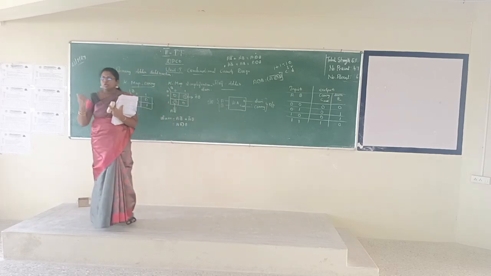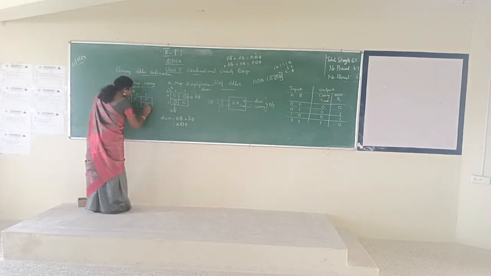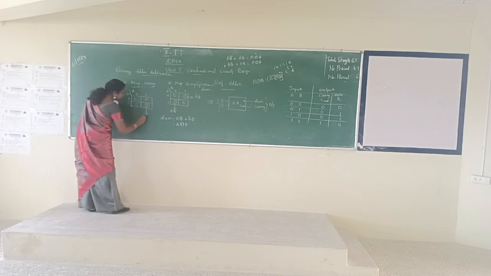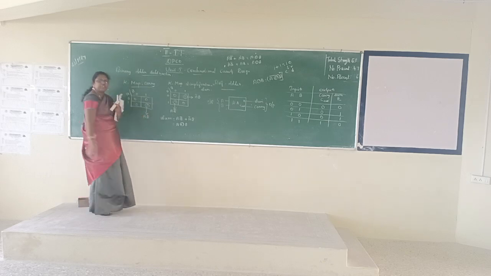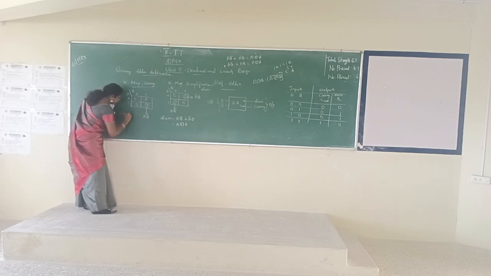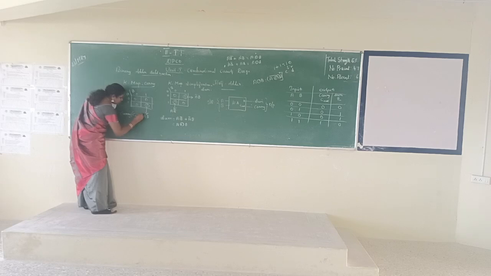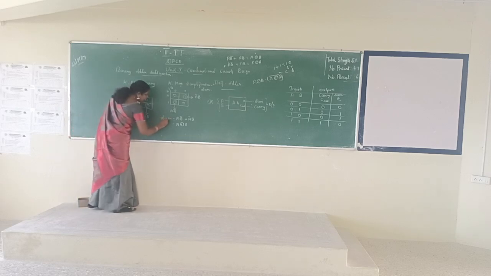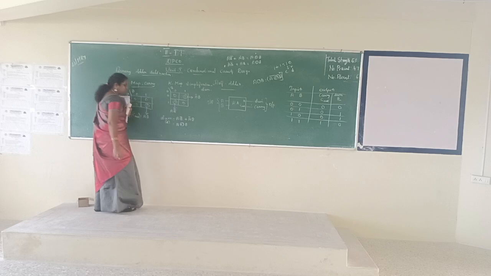Is there any possibility of quad or pair? No. So what is the expression for this? After simplification for carry, write it down: carry. You can also write it as B out. Sum you can also write it as summation.